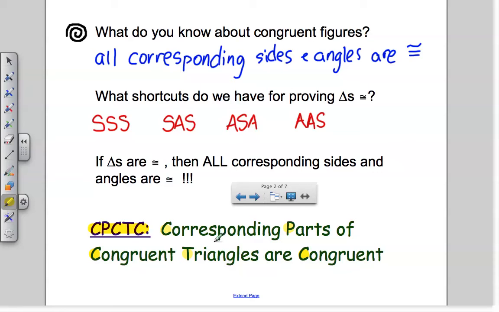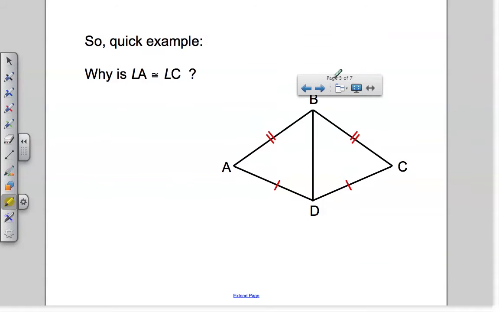Basically, once you have triangles that are congruent, you know all of the corresponding parts of those congruent triangles have to be congruent. Whatever you use to prove the triangle is congruent, whatever shortcut, all the corresponding sides and angles are now congruent. So why is CPCTC helpful? Why is it helpful that the corresponding parts of congruent triangles are congruent? Because, quick example here and just a summary of why we're using this.